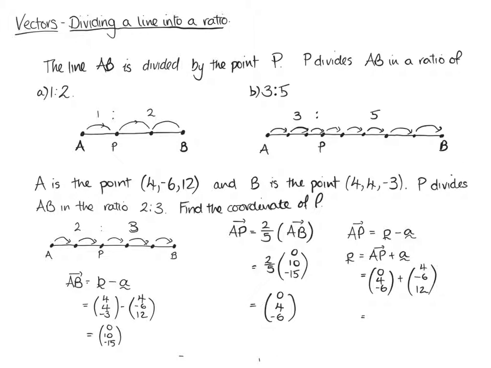Right, so we get 0 plus 4, which is 4. We've got 4 plus minus 6, which is minus 2. And then we've got minus 6 plus 12, which is 6. So therefore, P is equal to the coordinate 4, minus 2, 6. Okay, I'll do another example of this, don't worry.